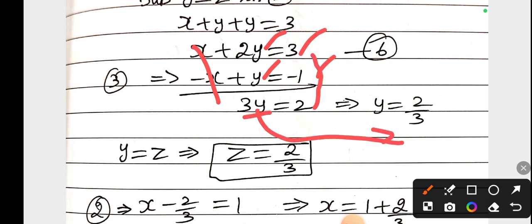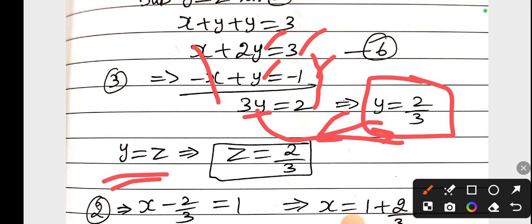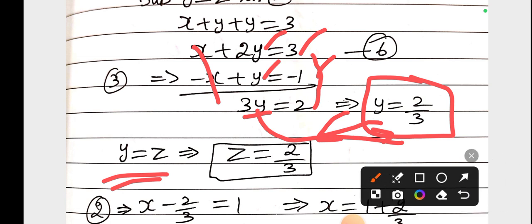Multiplication 3 comes to this side as division. So y equals 2 by 3. Then again, y equals z is there. So y and z both are equal. So z equals 2 by 3.